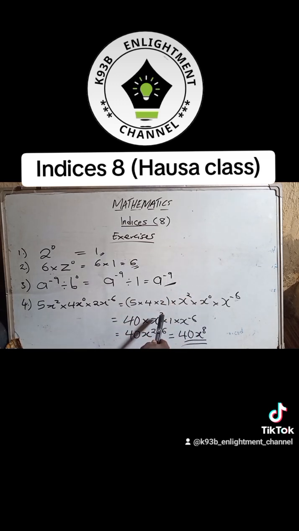To yanzu za mu yi adding, kuma ku tuna mun ce tunda multiplication ne tsakaninsu, 2 plus minus 6. Sorry ba haka ba ne ba. 2 plus minus 6 zai zama haka kenan. Sai mu sa x raised to power 2 plus sai mu sa minus 6 din a gefe haka. So 2 plus times minus kuma is minus. So 2 minus 6 zai ba mu minus 4. So za mu samu minus 4.